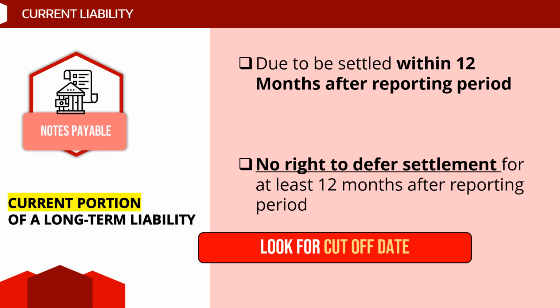And then the last portion for current liability is, okay, we're done now with warranty liability, premium liability, and other provisions, and then differentiating it with contingent liability. The last thing I want you to master is knowing that the last current liability that you have to recognize is the current portion of a long-term liability. So basically, the idea here is that you will have a base long-term liability, pero may portion siya that will fall within 12 months na wala kang right to defer. So the question is, look for the cut-off date.